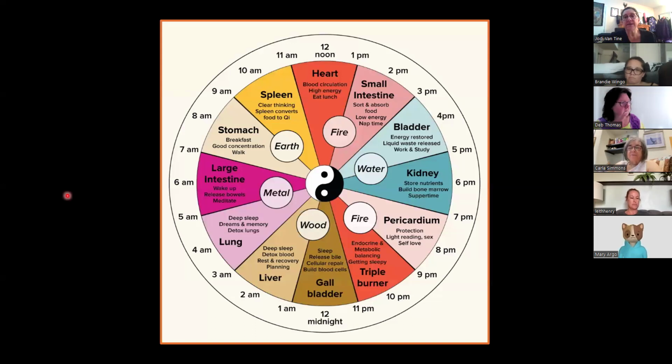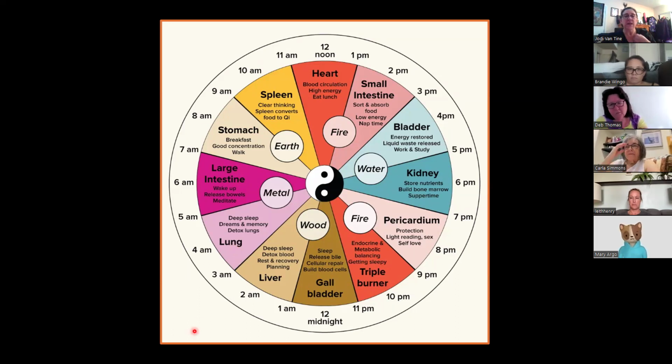This is something that I touched on last week, but I wanted to go into it in a little bit more detail. It's called the horary clock, and it illustrates the flow of qi in the body on a 24-hour basis. So the qi starts at about 3 a.m. roughly in the lung meridian, and I'll show you meridians later when we look at the acupuncture points.